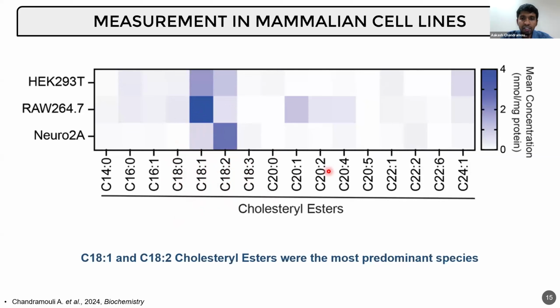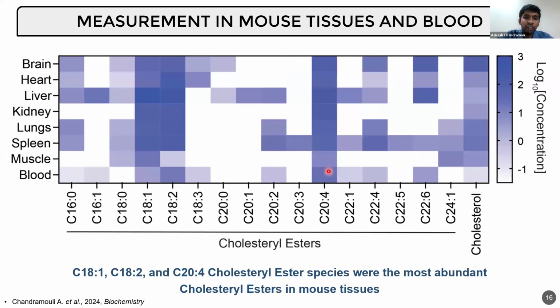So, after profiling the cell lines, we wanted to profile the different tissues and mouse blood for cholesterol and cholesterol ester. And this heat map basically shows the different cholesterol ester species and cholesterol that are profiled for different mouse tissues that are shown here. And this heat map is basically plotted in a logarithmic scale to the concentration of the cholesterol or cholesterol ester species. And from this heat map, amount, and these three species are 18.1, 18.2, and 24.